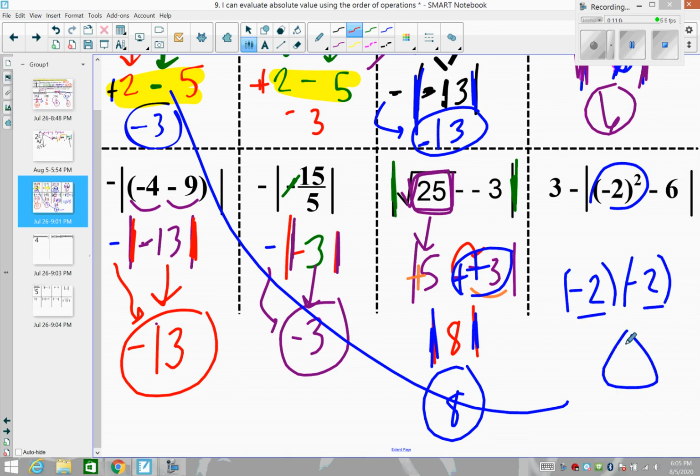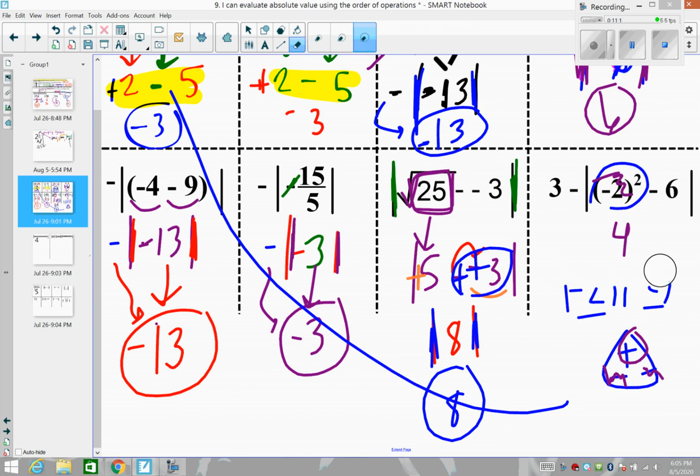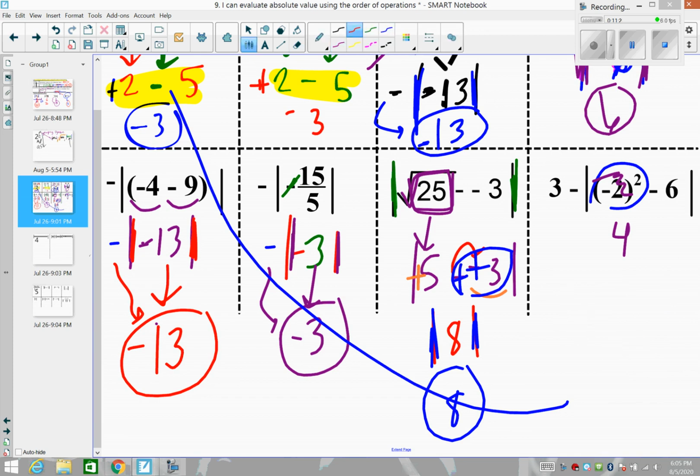That's a triangle. And we know that a negative times a negative is a positive. So this becomes positive 4. Positive 4. So I'm going to erase the rest of that stuff. And if I haven't used it, drag it down.